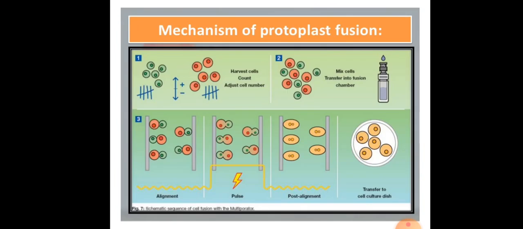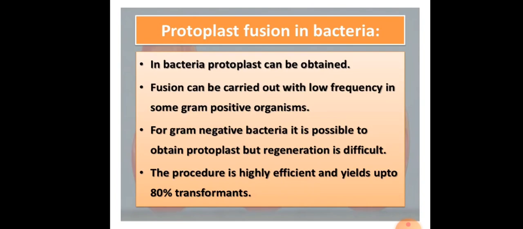In this slide we can see an illustration of the mechanism of protoplast fusion. First we have taken two different varieties and isolated the protoplasts, then we have harvested the cells and selected the desired genes. We merge them with one another in the fusion chamber, then we apply the electrical field for electrofusion, then the two different protoplasts will be fused together, and then we have the hybrid protoplast.